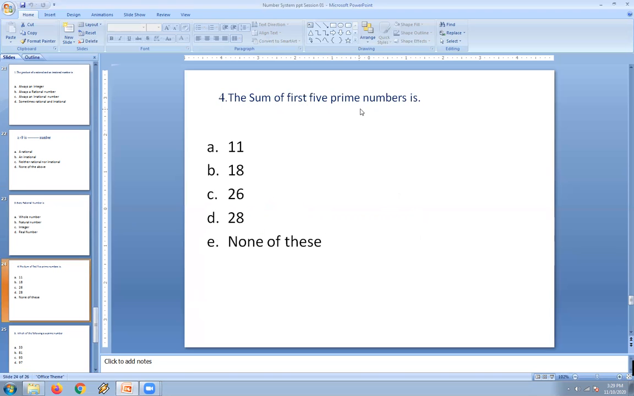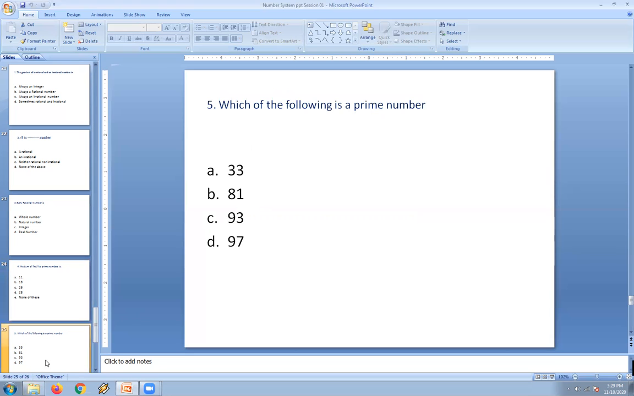The sum of the first 5 prime numbers. We know that prime numbers are divisible by 1 and itself. If we keep adding, that is 1 plus 2 plus 3 plus 5 plus 7. Either it will be divided by 1 or itself. Such kinds of numbers are called prime numbers. So we have to find the sum of the first 5 numbers, and among the options we have to select one answer. And which of the following is a prime number?